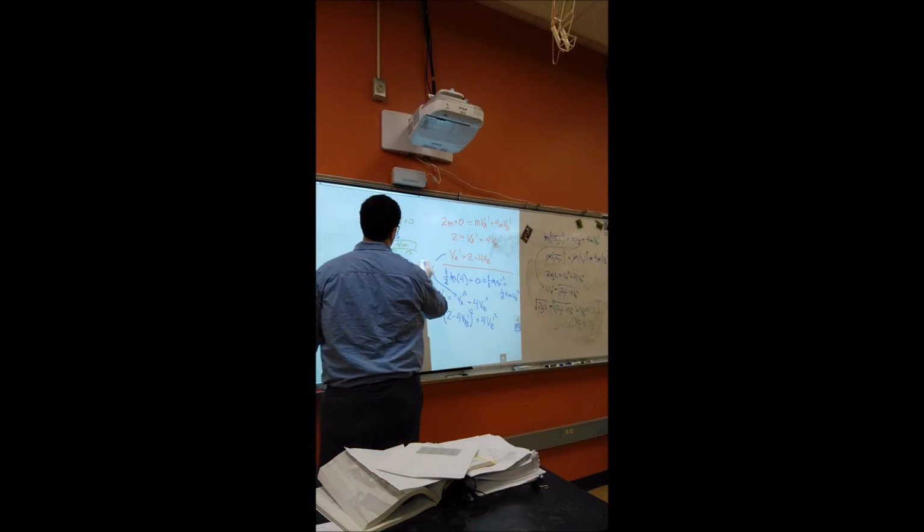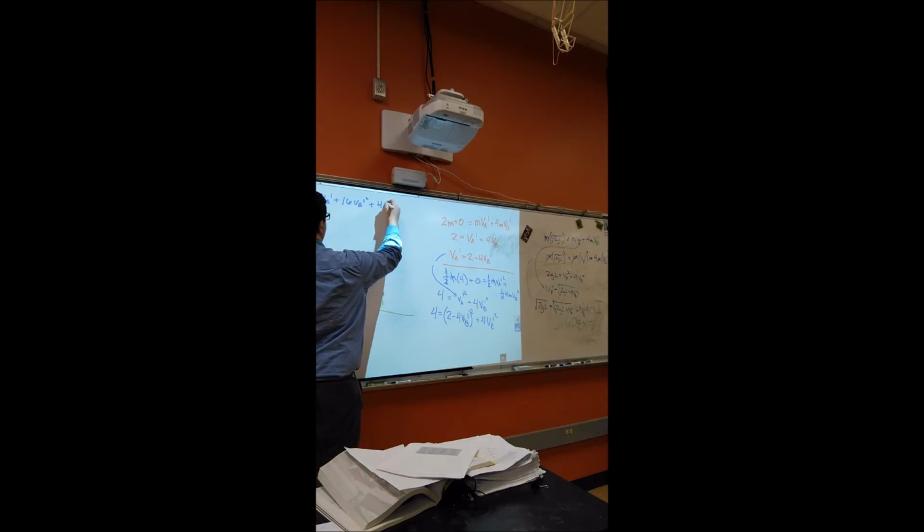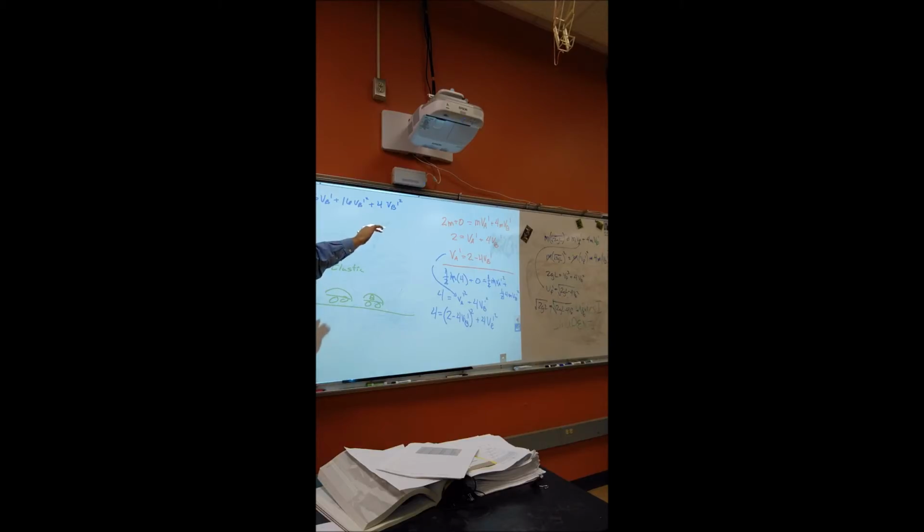There might be a program I think you can download on your calculators that allow you to just plug in the coefficients and solve for the quadratic. But your final quadratic should look like this, where you get 4 equals 4 minus 16 vb prime plus 16 vb prime squared, all right, plus your 4 vb squared. So you simplify this out and you end up with, you can divide everything by 4.